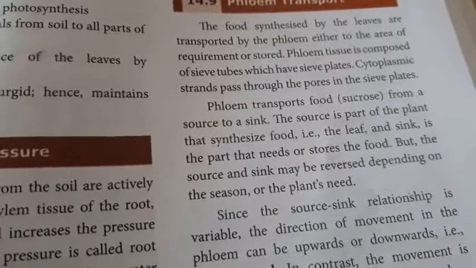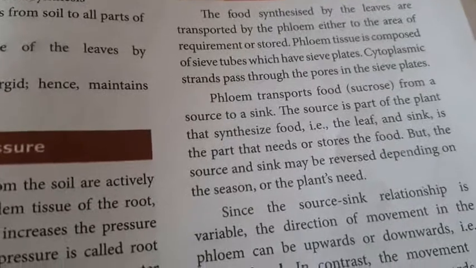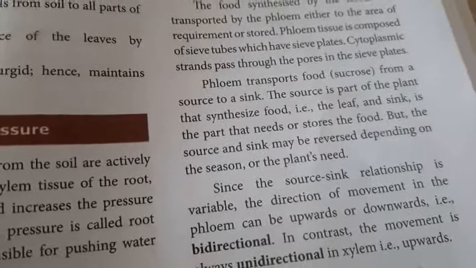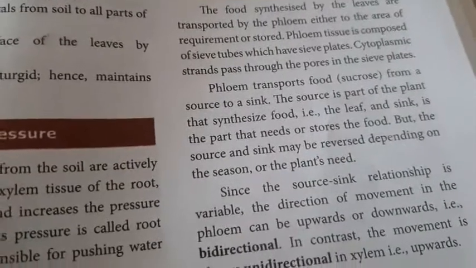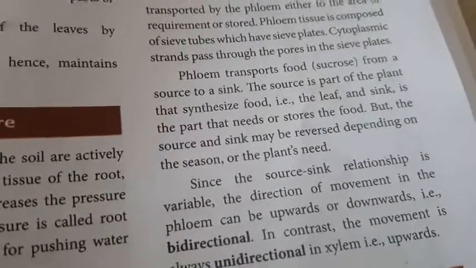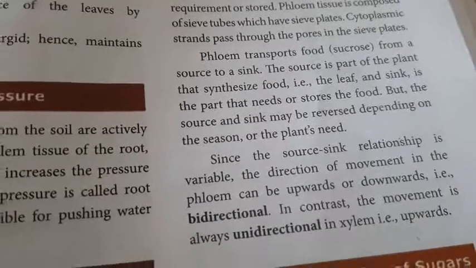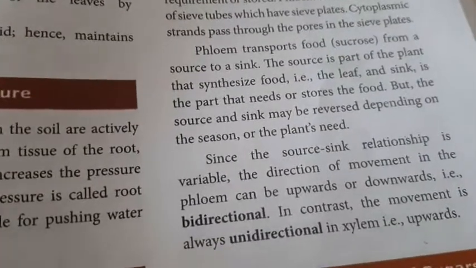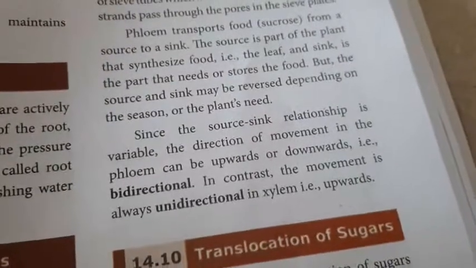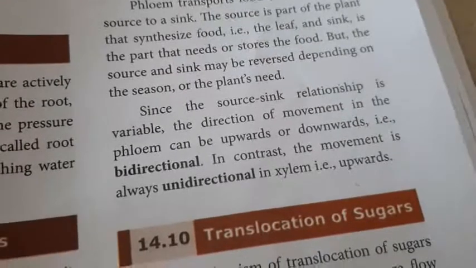Then the phloem transports food, that is sucrose, from a source to a sink. The source is the part of the plant that synthesizes food, the leaf, and the sink is the part that needs or stores the food. But the source and sink may be reversed depending on the season or plant need. Since the source-sink relationship is variable, the direction of movement in the phloem can be upward, downward, or bidirectional.